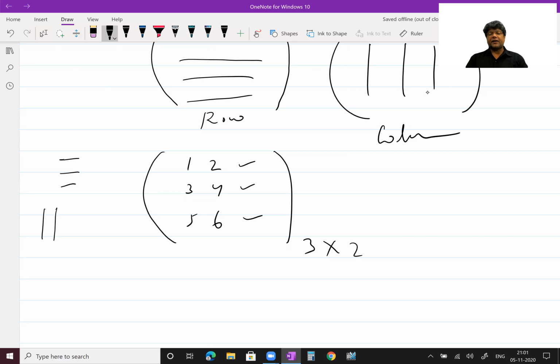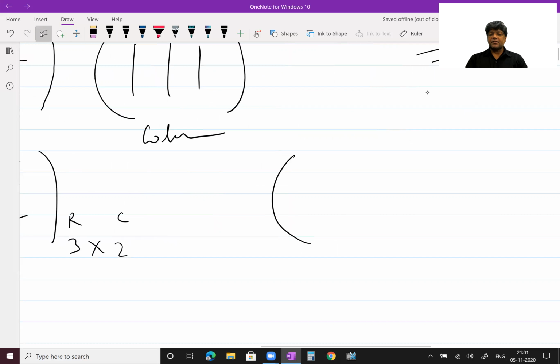So 3 by 2. We write like this and we say this is a 3 by 2 matrix. Obviously, it is a rectangular matrix. It resembles the shape of a rectangle. The first number indicates the number of rows and the second indicates the number of columns. So if a matrix is denoted this way, it is written M by N matrix. That is the order of the matrix. M is the number of rows, N the number of columns.